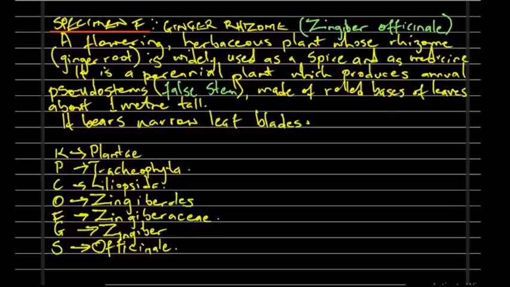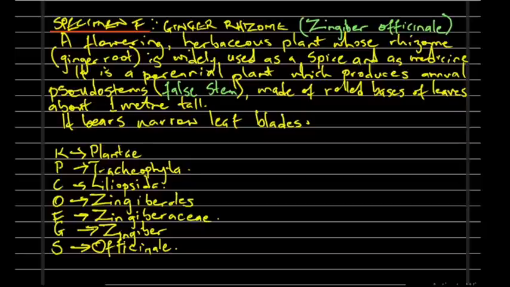It is a perennial plant that produces annual pseudostems. That is what we refer to as the first stem. The pseudostems can actually be used in the propagation of another stem, and this is rolled up in bases of leaves. It makes up about 1 meter in height. It bears narrow leaf blades.